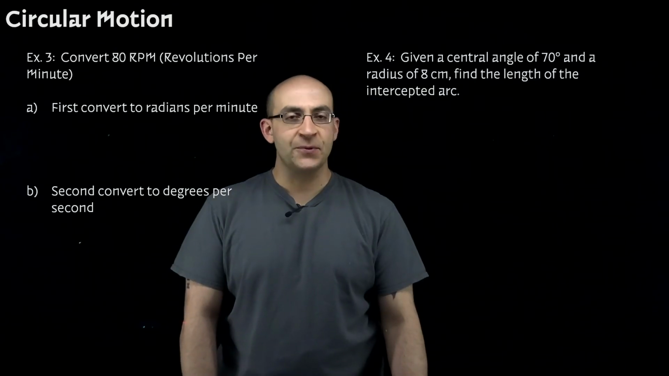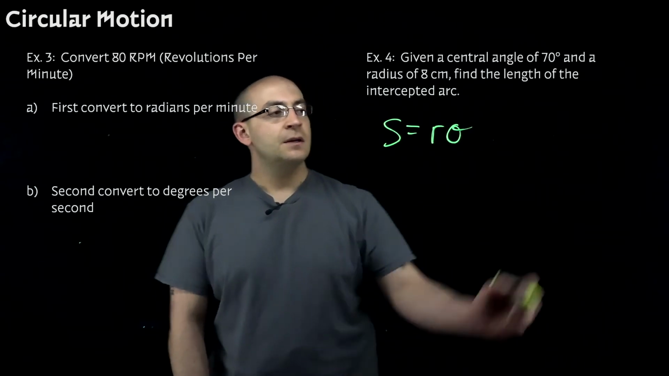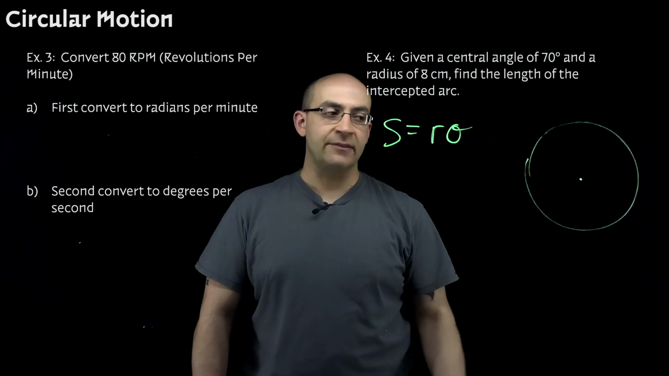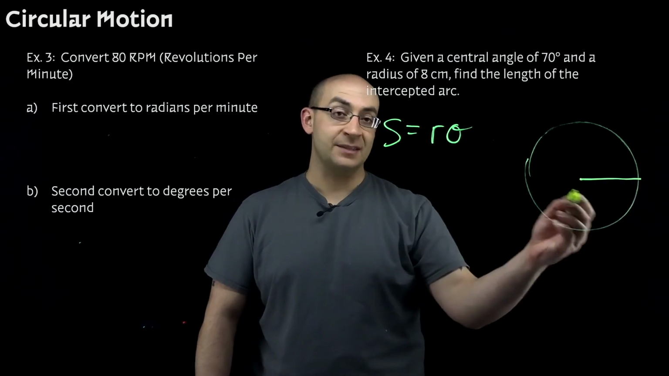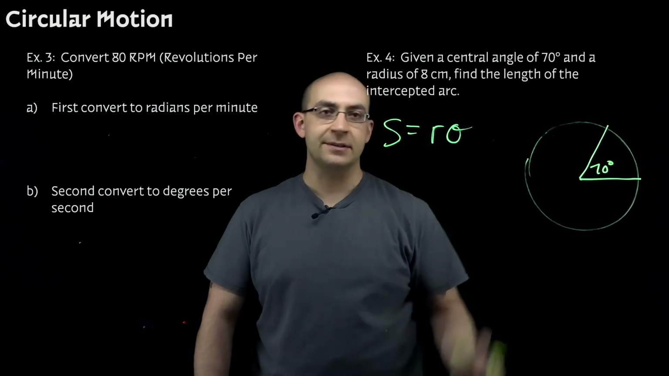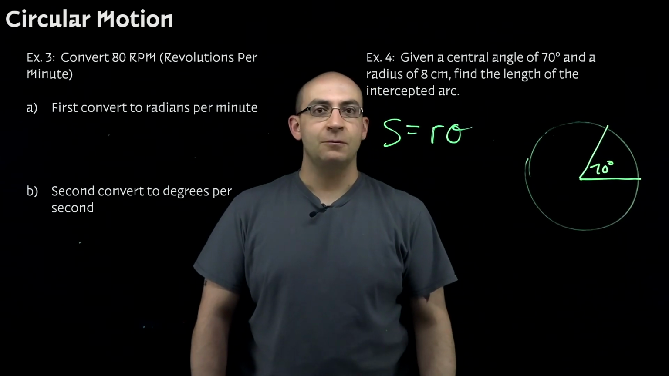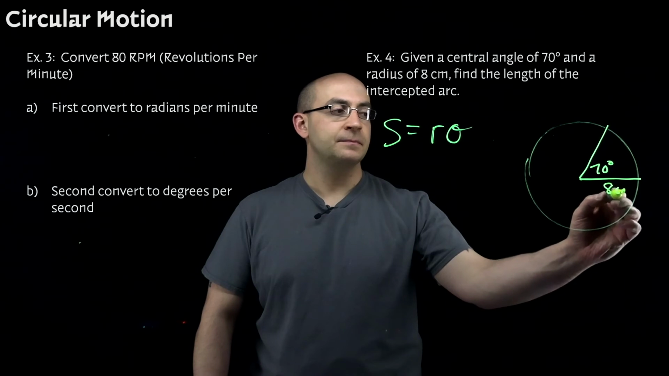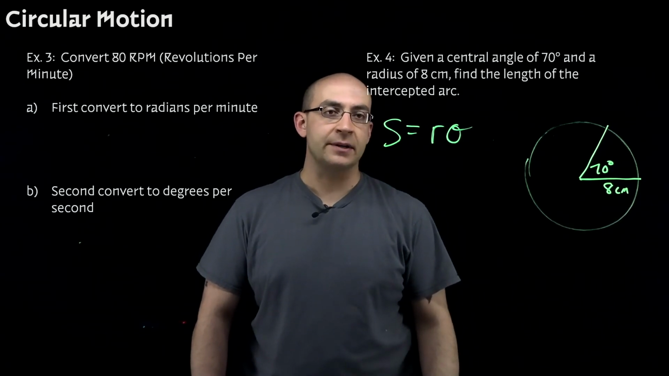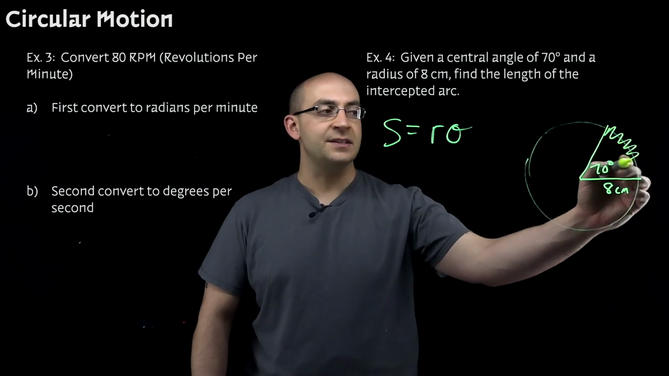OK, for our fourth example, pretty simple. Maybe a drawing will help a little bit. So if I have my circle, and I know that the central angle is 70 degrees, we know a central angle has to be from the center of the circle, obviously. So that's probably 70 degrees. Man, I'm good. We know a radius is 8 centimeters. So I want to know what the length of the intercepted arc is. So I'm trying to find this distance here.